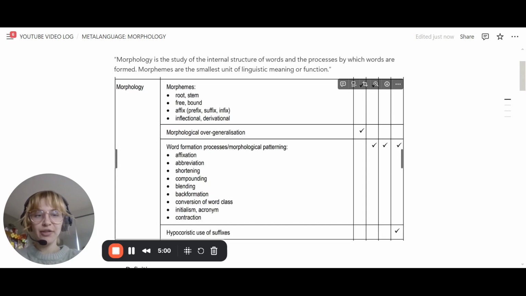So let's go through. We will be covering both Year 11 and Year 12 content for morphology today. Let's get straight into it.